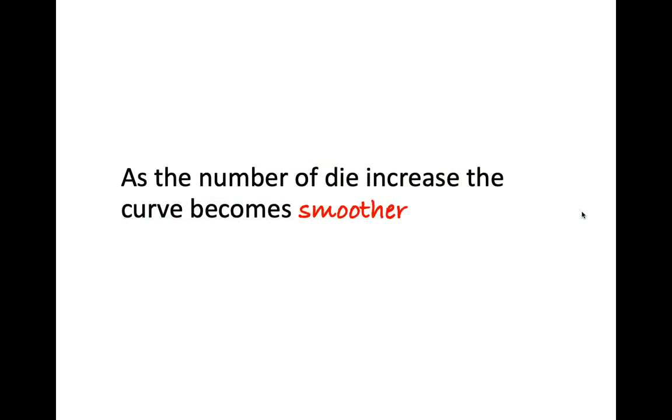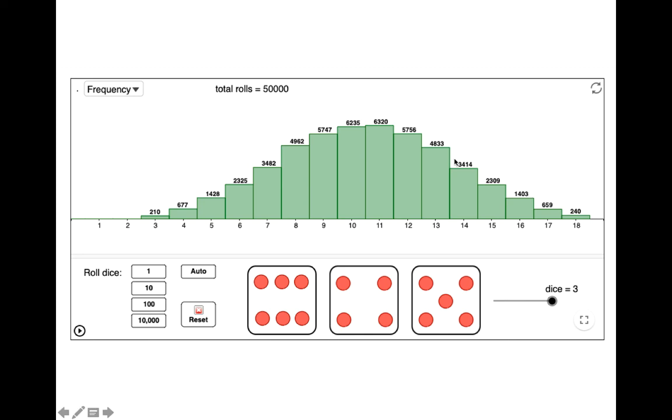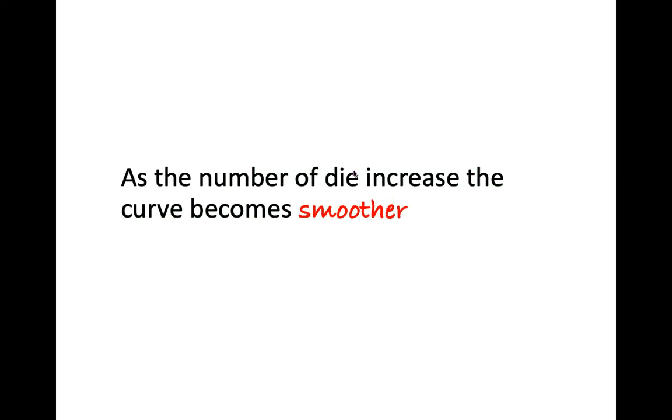So really what's happening here is as the number of dice increases, the curve becomes smoother. So if I would go back to that picture for a second and say, well, what if there were 4 dice or 5 dice or 6 or 10 or 20? Well, we're going to have the same shape, but just smaller towers. And as you have smaller towers, these little steps are getting closer and closer to a smooth curve. So we say the curve is getting smoother.